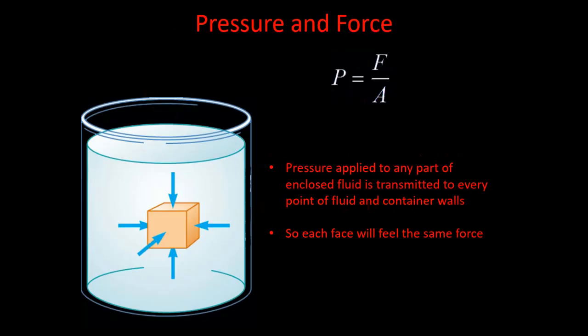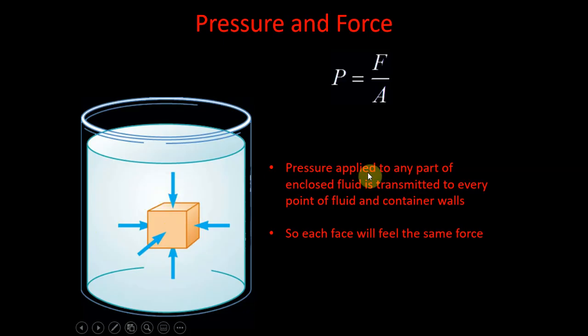So here P is equal to F over A. Our pressure is a force acting on this area here. So pressure is acting, and we said always at 90 degrees, from every direction on this particular object that is submerged in our container. This will mean there is a force per unit area on every face of the cube.